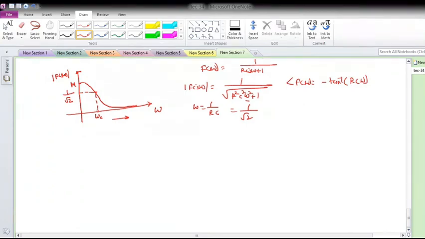Here we can observe that at omega equal to 0, the magnitude is simply 1, because this part is totally 0. As omega increases, the magnitude decreases monotonically, and at omega equal to omega c, the magnitude is 1 by root 2, or 0.707 of the maximum magnitude, that is 1. Wherever it cuts the response gives me the cutoff frequency, and this point is called the half power point.